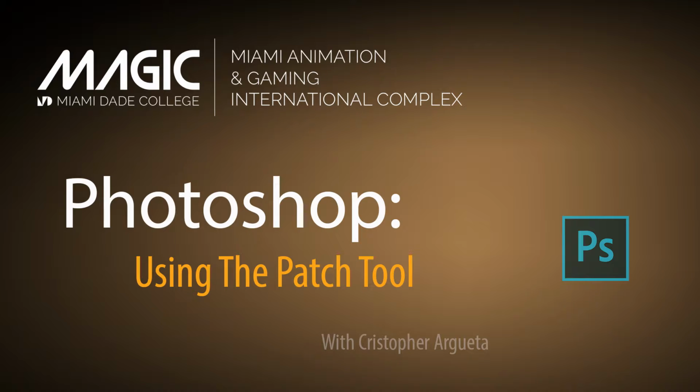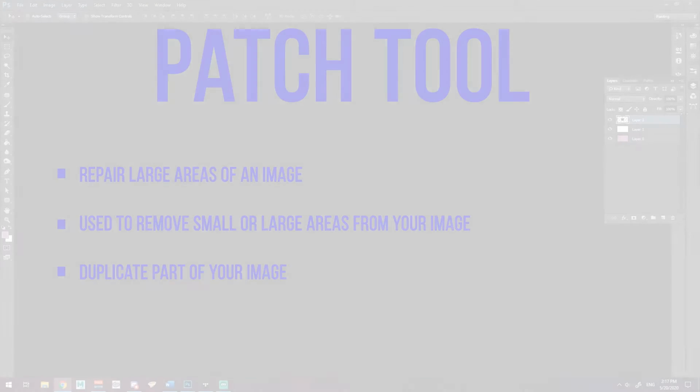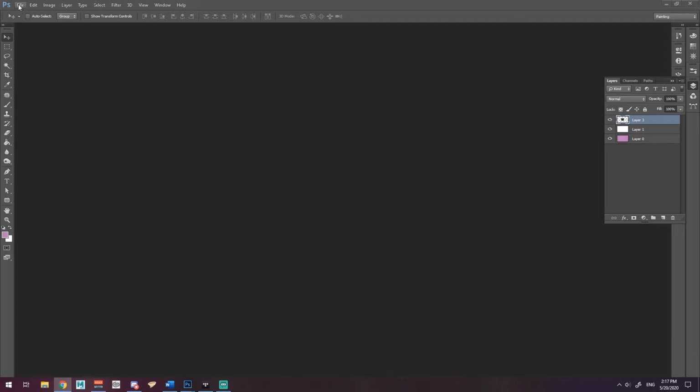Today we'll be covering another basic tool in Photoshop called the Patch tool. The Patch tool is primarily used to repair larger areas of an image, but what most people use it for is to get rid of any distractions or blemishes that you might find in a photo or a drawing that you've made. So let's begin.